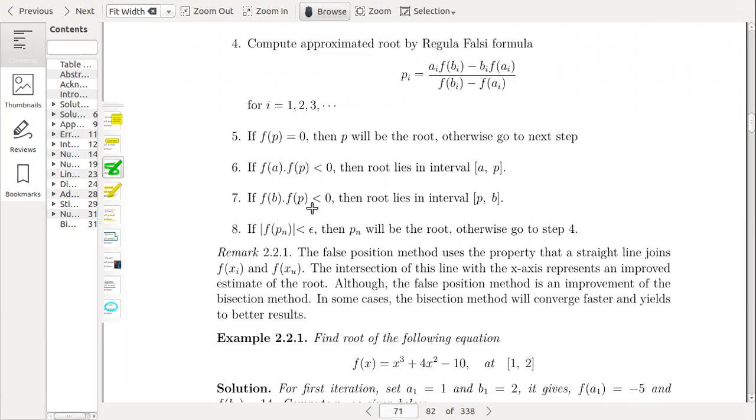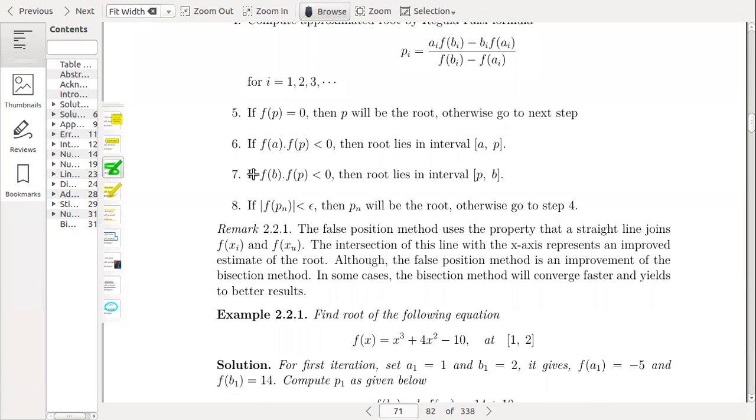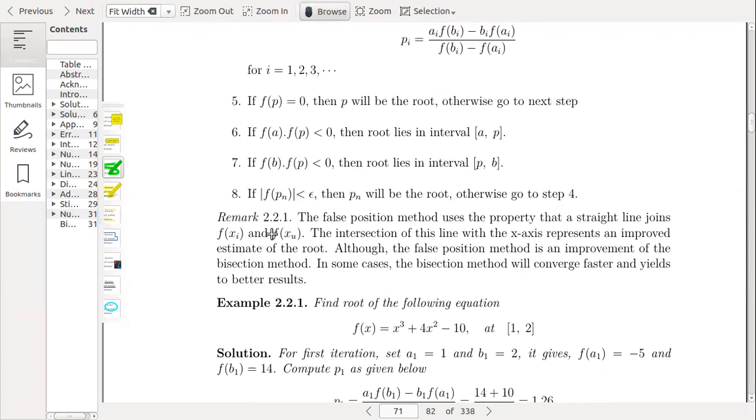So if f of a and f of p have opposite signs, then the product of f of a and f of p will be less than 0, and the root will lie in the interval a, p. And if the product of these two values is greater than 0, then the root will definitely lie within the interval p and b.